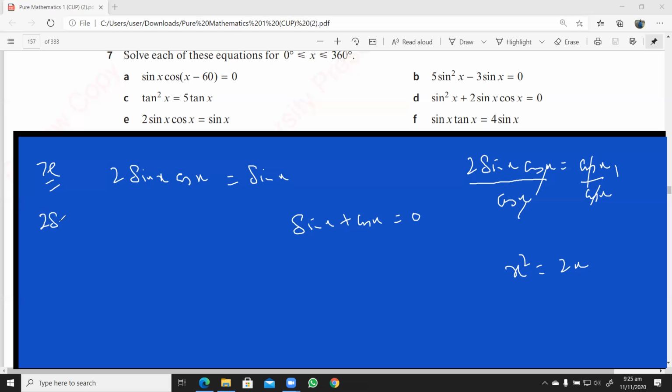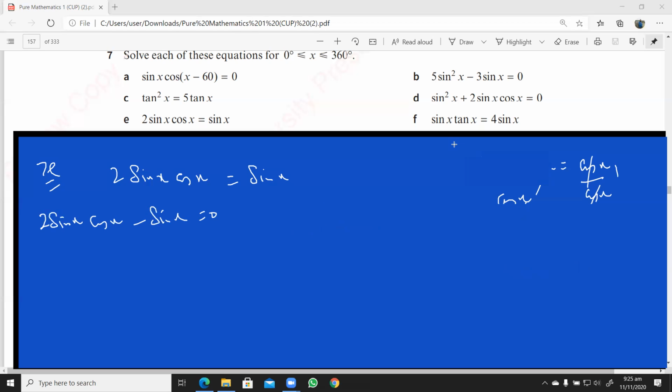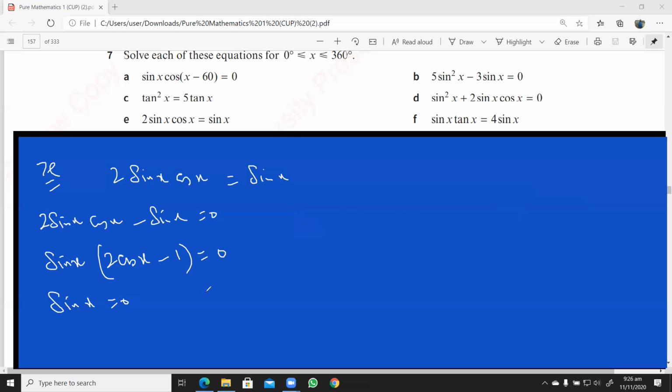So this is going to be 2 sine x cos x minus sine x equal to 0. So please take sine x common here. So sine x is going to be common. So we have sine x into 2 cos x minus 1 equal to 0. So we have either sine x equal to 0, or we have 2 cos x minus 1 equal to 0.